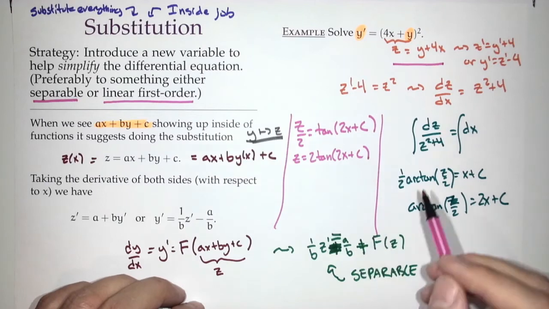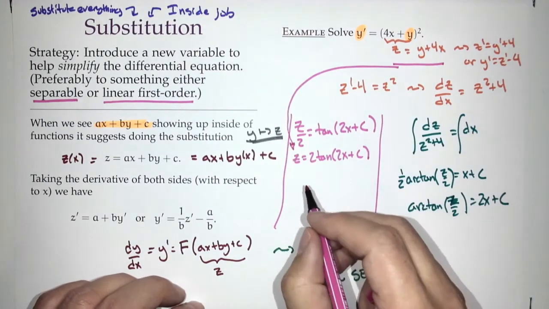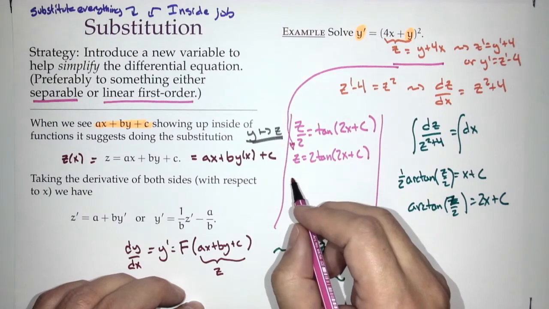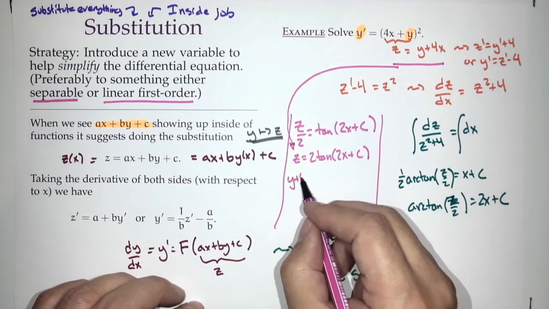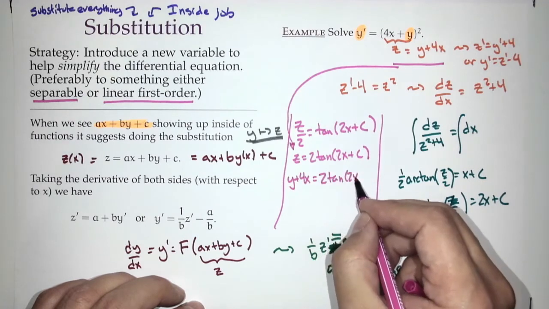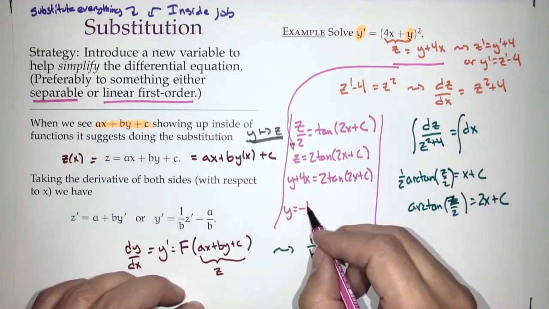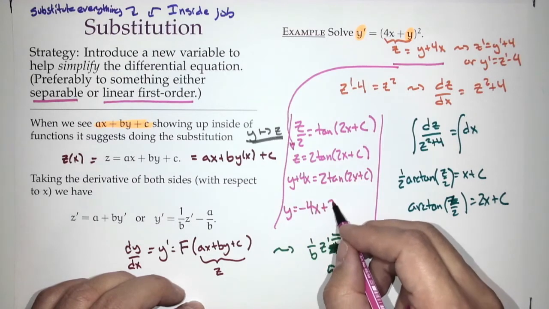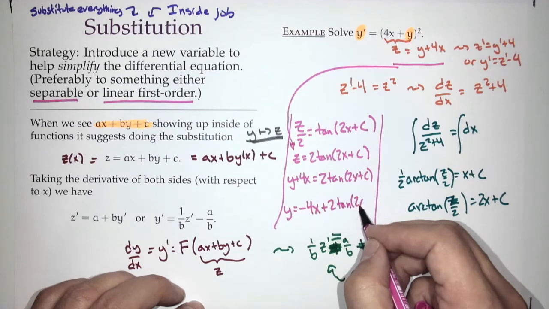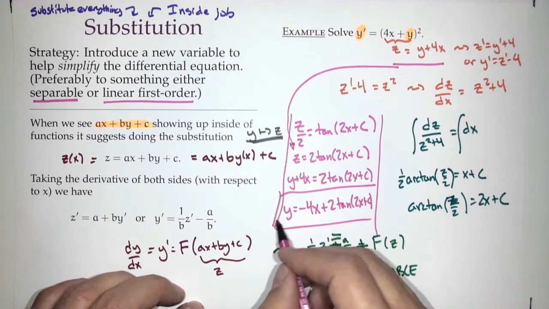Z equals y plus 4x. So we've got to bring that back in. So y plus 4x equals this other stuff. And so we come to the conclusion that y is negative 4x plus 2 times tangent of 2x plus c. And there we go. There's our answer.